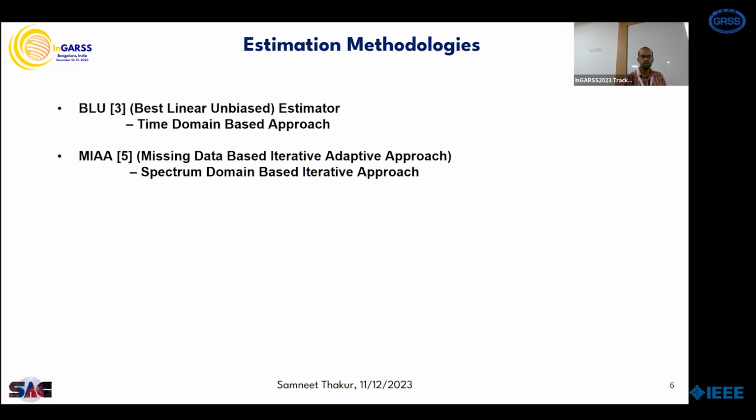There are two types of estimation methods that have been studied in earlier studies. One is BLUE, which stands for Best Linear Unbiased Estimator. It is a time domain based approach. The second one is MIAA, Missing Data Iterative Adaptive Approach. It is a spectrum domain based approach.